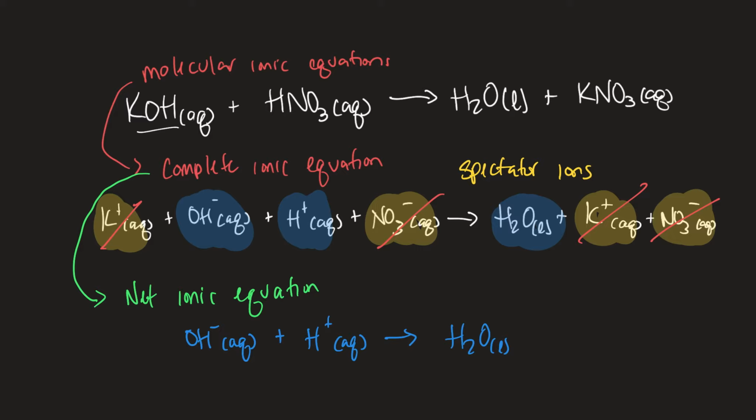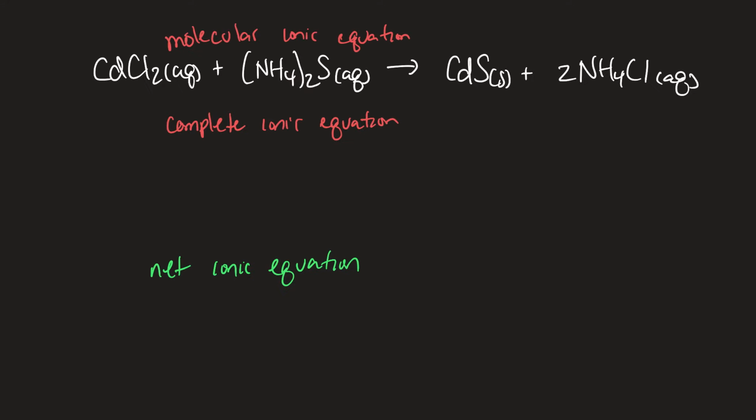And this is the reason why net ionic equations are so useful to us. It pinpoints what part of the substances within the ionic compound was actually participating in the chemical reaction. It takes all the noise out, and you get to see exactly what is taking place within the chemical reaction. So let's go ahead and look at another example.